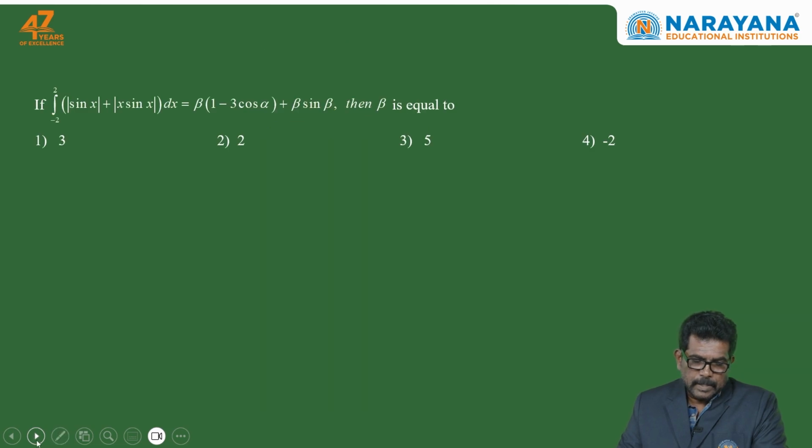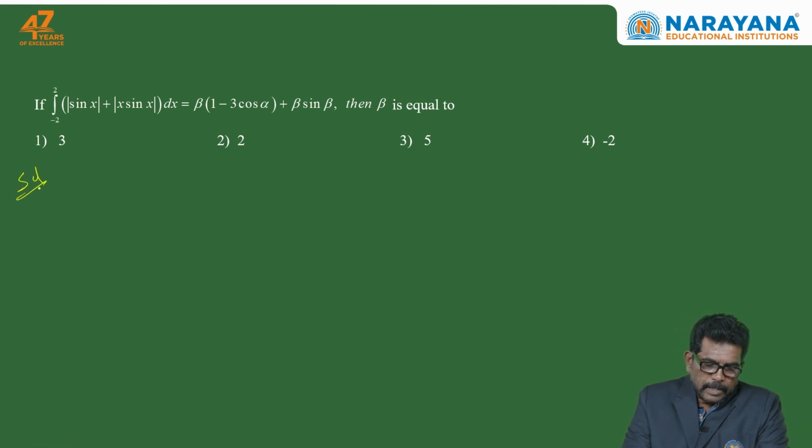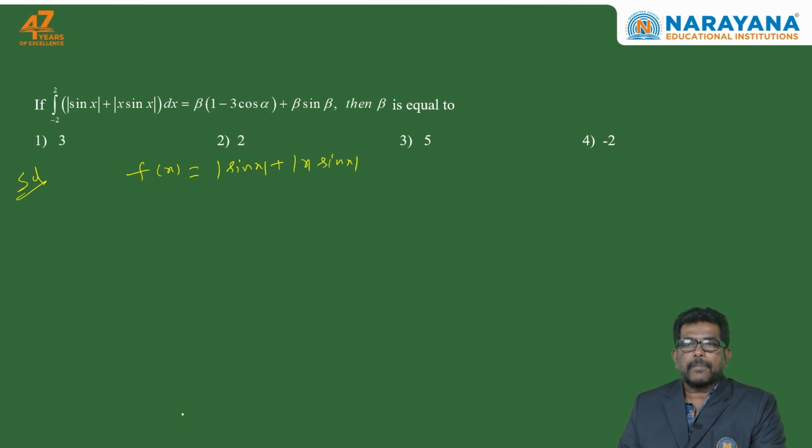Next one is: if the integral from minus 2 to 2 of mod sin x plus mod x sin x dx is equal to beta times (1 minus 3 cos alpha) plus beta times sin beta, then beta is equal to, they ask. The question is related to, very well known, definite integration. Observing here, the integrand, suppose I consider f of x is equal to mod sin x plus mod x sin x. Now the limits are minus 2 to 2.